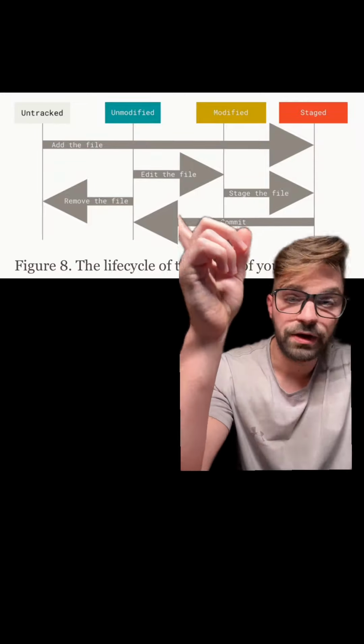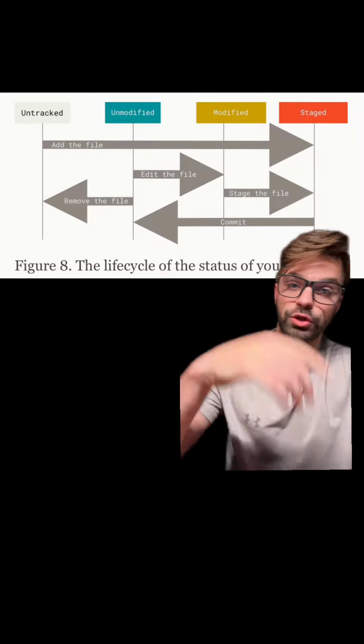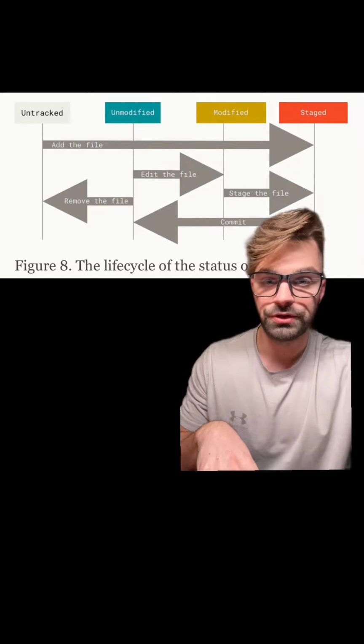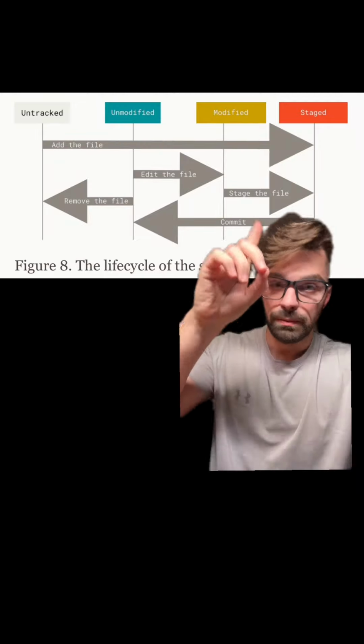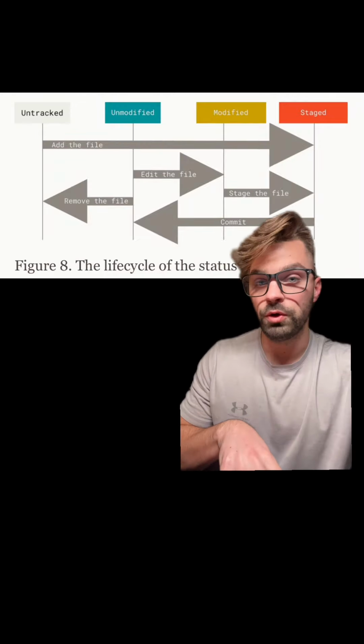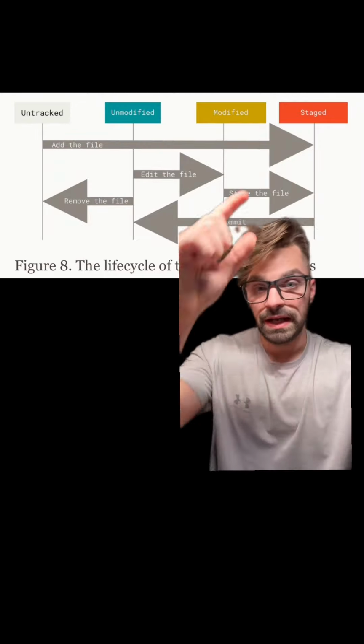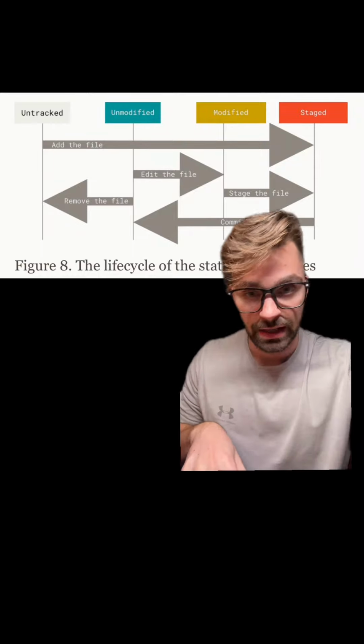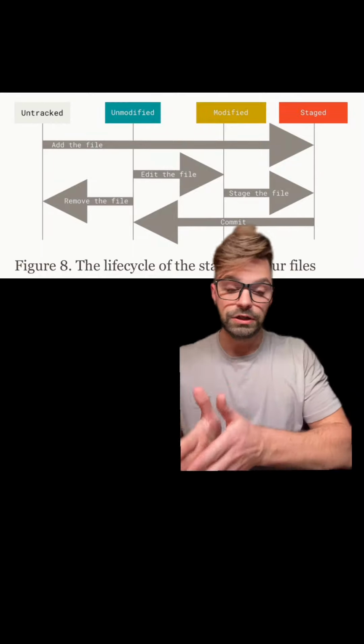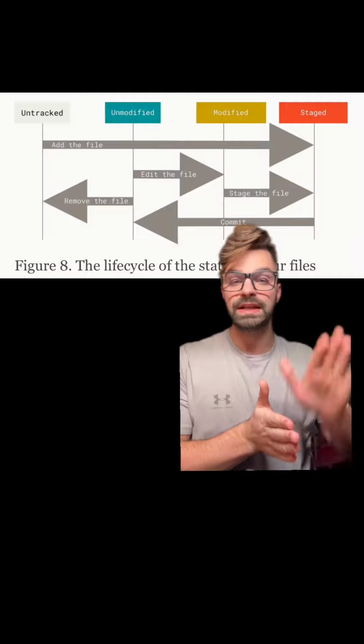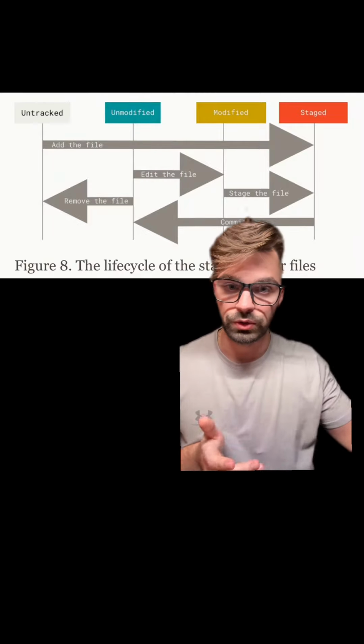So your unmodified are files that you already have within your repo that you have not changed. So these are files that you have not edited. Modified are files that it knows about that have been edited, and staged is when you do git add. So git add adds it into the stage to be committed into the repository.